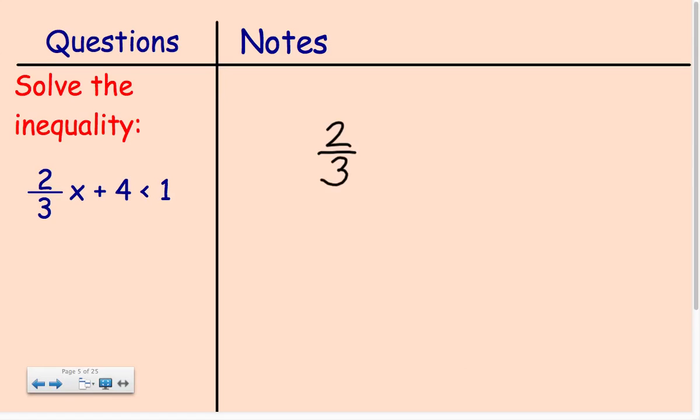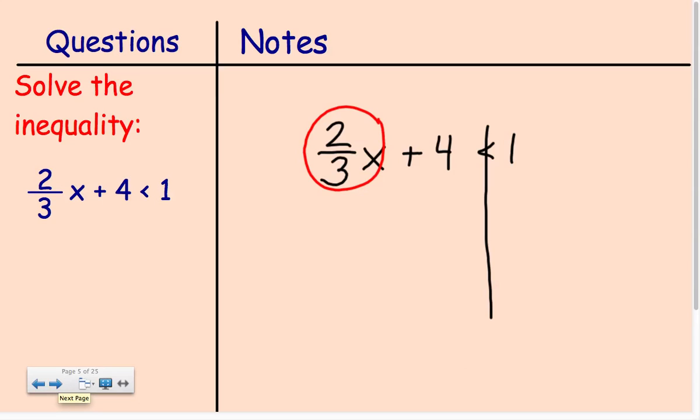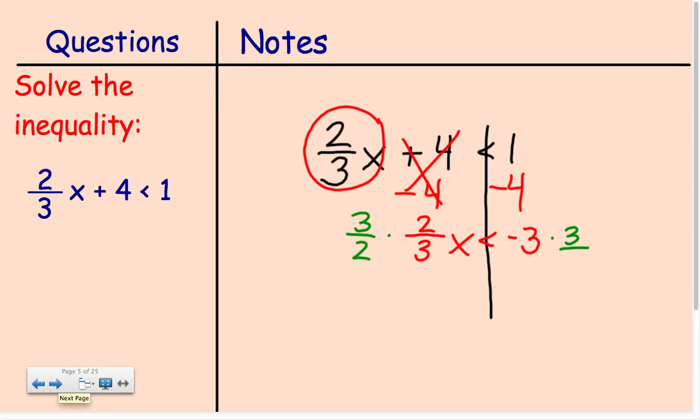2/3 x plus 4 is less than 1. My couple is 2/3 x. My third wheel is plus 4, so I'll minus 4 on both sides. Bring down the 2/3 x. 1 minus 4 is negative 3. And then in order to get rid of the fraction, I have to times by the reciprocal. So times both sides by 3/2. I'm timesing by a positive, so I don't have to flip my inequality symbol. I leave it as less than.